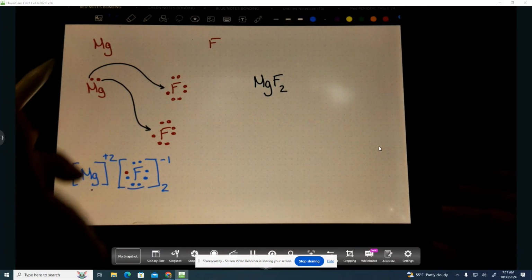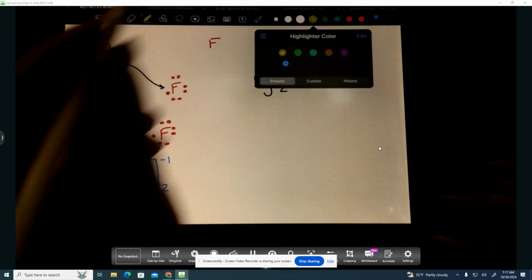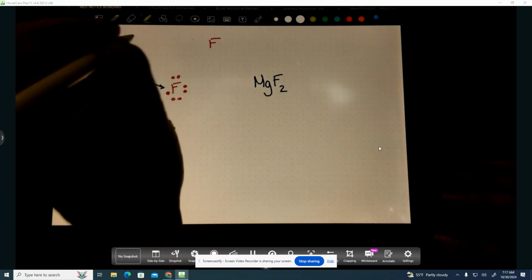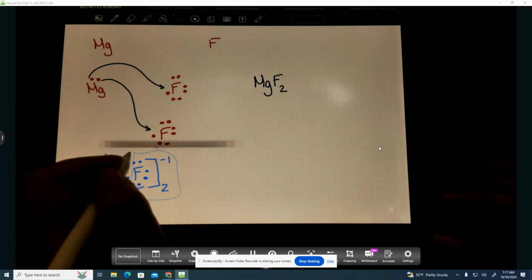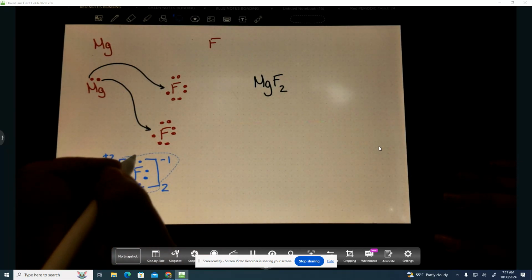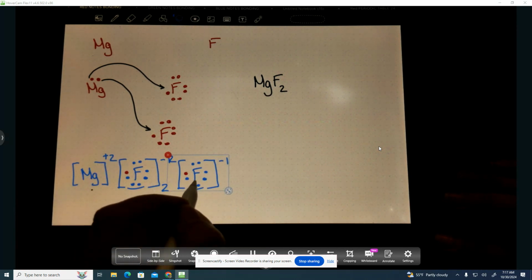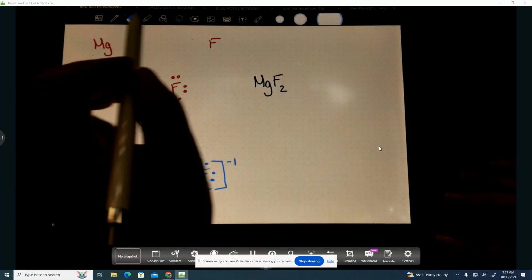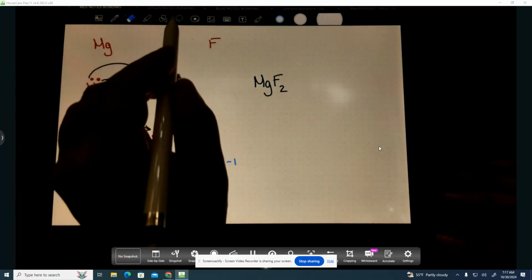Okay? In the Lewis dot diagram, the reason why I was having you write it all out is because I wanted you to see. Here, let me put this again. No, go away. I don't want that too. Okay. Let's get rid of this 2 and this 2. Okay, now we've got it.